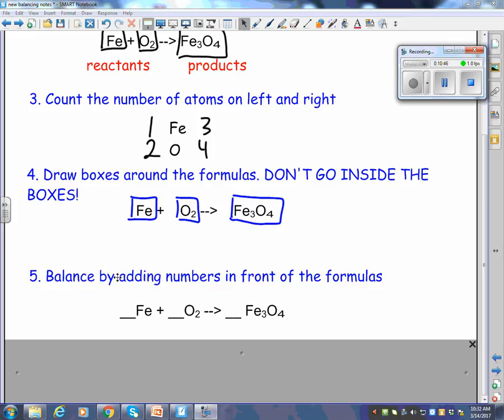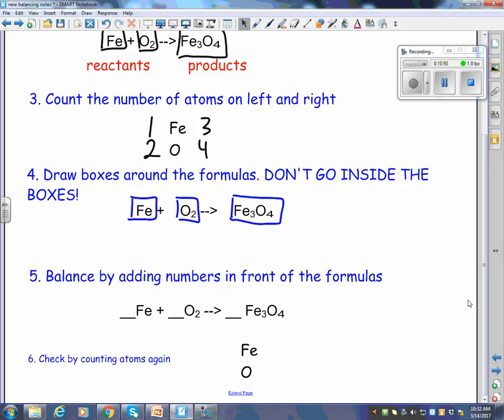Balance by adding numbers in front of the formulas. Okay. And then when you're done that, check by counting the atoms again. Okay, so let's balance this. Careful, don't lean forward.